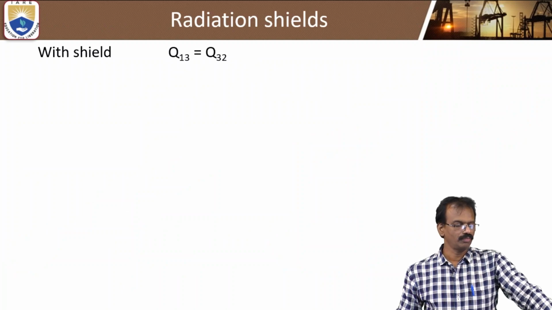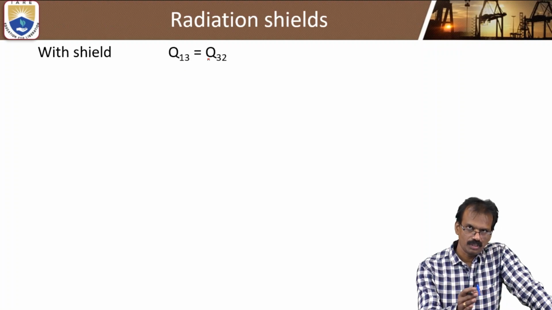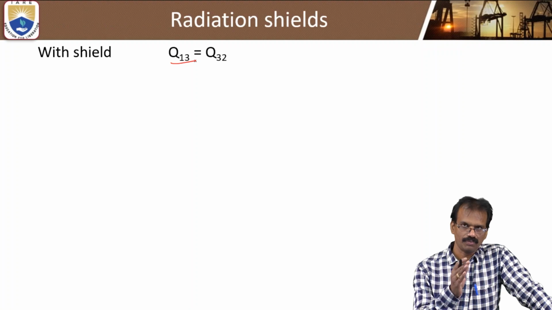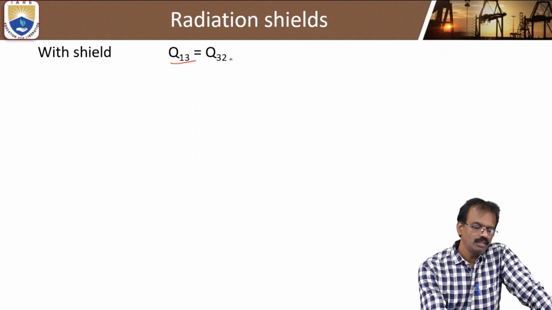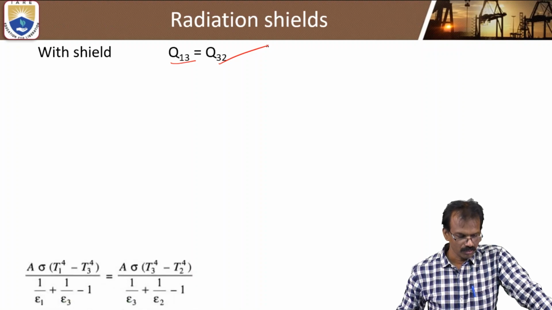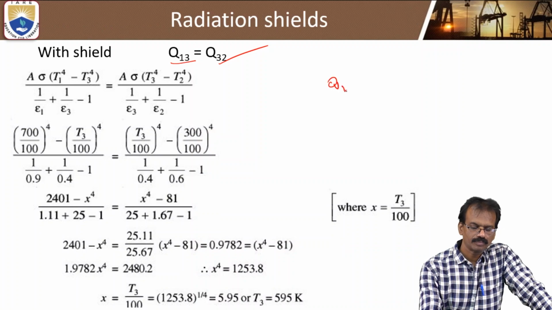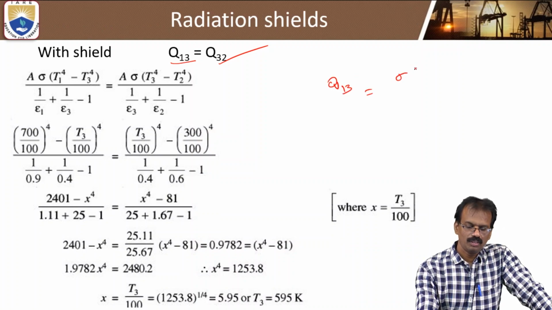Okay. So the rate of heat transfer does not change with shield. The rate of heat transfer from surface 1 to surface 3, Q13, is equal to the rate of heat transfer from surface 3 to surface 2, Q32. You can equate those. So, you know the formula: Q13 is equal to sigma into area, you can neglect.